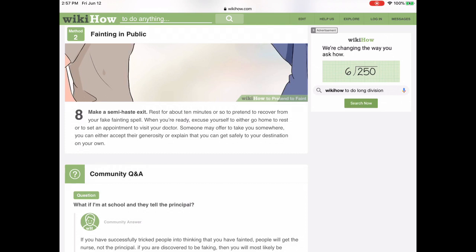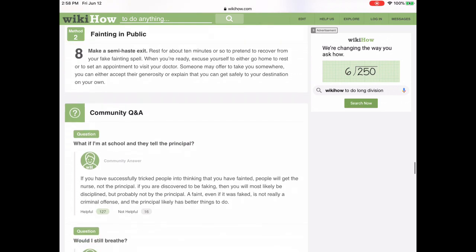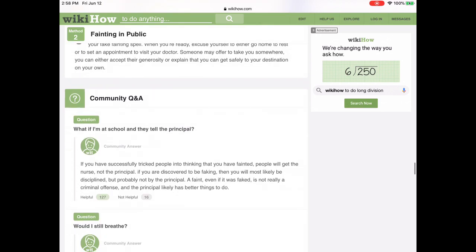Make a semi-haste exit. Rest for about 10 minutes or so to pretend to recover from your fake fainting spell. When you're ready, excuse yourself to either go home to rest or set an appointment to visit your doctor. Someone may offer to take you somewhere. You can either accept their generosity or explain that you can make it safely to your destination.